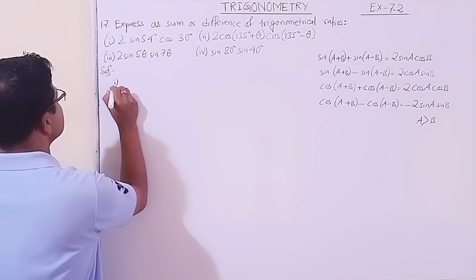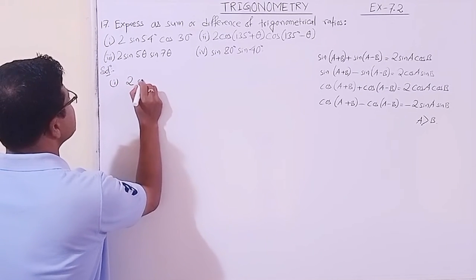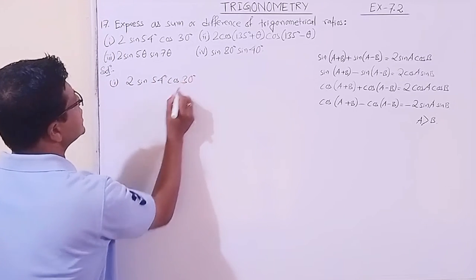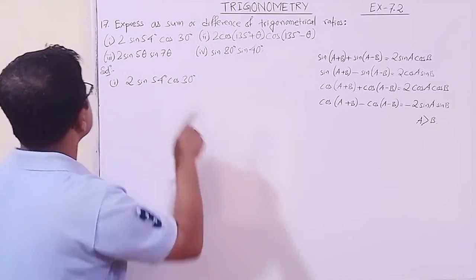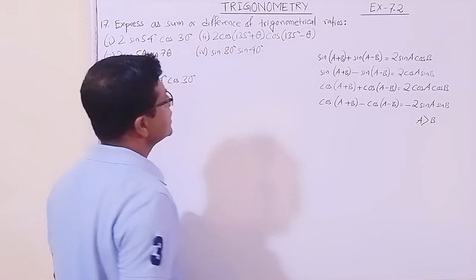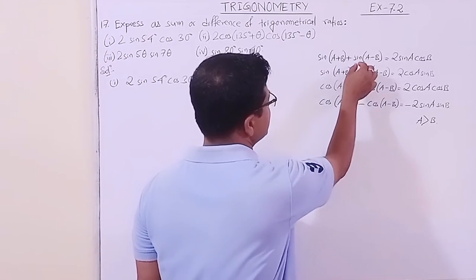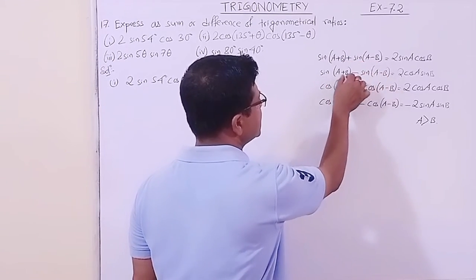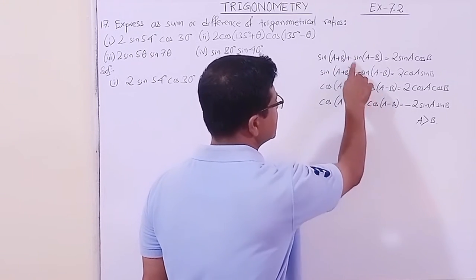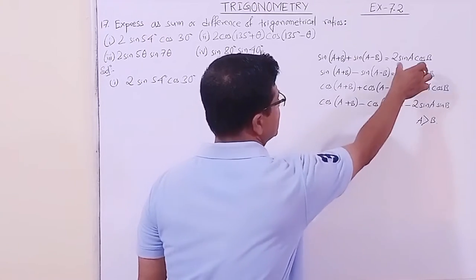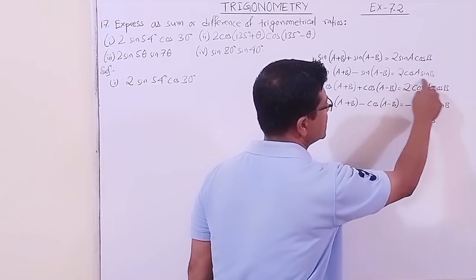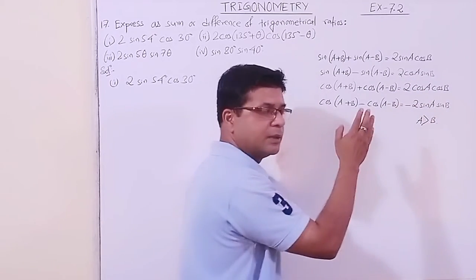Let us take the first question. We shall start the solution. Sorry, I did not say the question actually. The question is question number 17. Express as sum or difference of trigonometrical ratios. You see, this is a sum of trigonometric ratios, this is a difference. Sum means plus, difference means minus. So these questions are given in this pattern, either in this pattern or in that pattern. What we have to do?